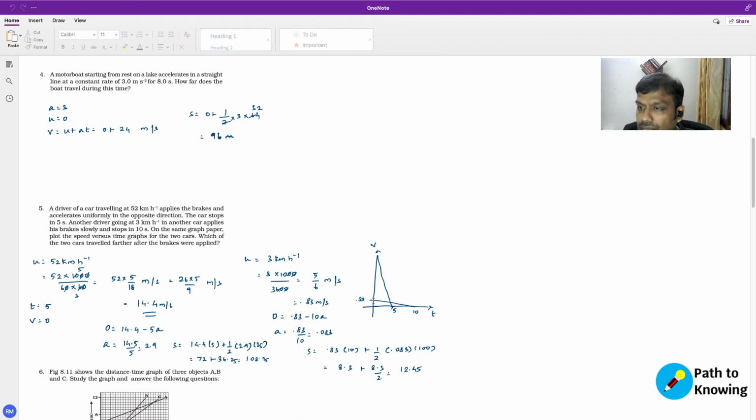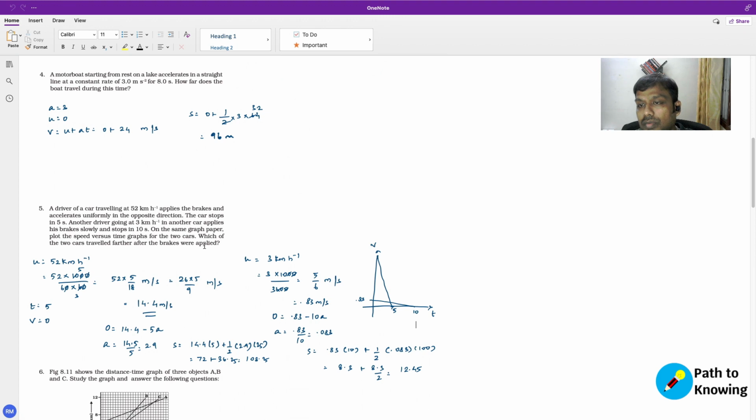However, the second car started with 3 kilometers per hour. Sorry, this should not be 0.83. This is the velocity, right? The second car started with 3 kilometers per hour, and when it came to a complete halt after 10 seconds, it took a longer time to come to a complete halt. So the graph is going to look somewhat like this. Here, the initial velocity was low, and it took a longer time to come to a complete halt, and this one came to a halt pretty quickly in 5 seconds. Right. So this is how the graph would look.